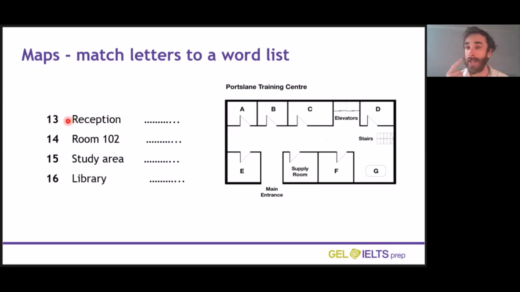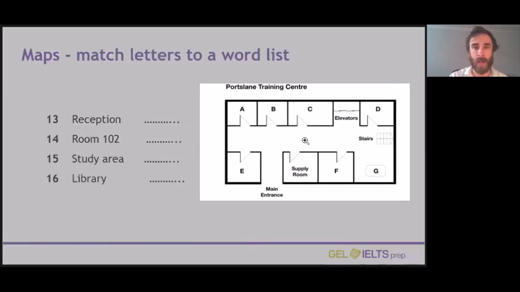questions. So you will hear them talk about the reception near the beginning, and you will hear them talk about the library near the end. We can use this information to help us when we're predicting answers, so before we listen. So the first question is 13, reception. Let's look at the map.